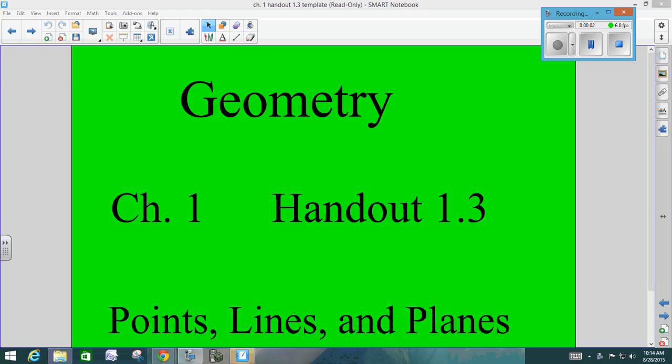Geometry is built on 3 basic undefined terms. That's what they're called: points, lines, and planes. We would say they're undefined terms because for the most part, we all know what a point is, what a line is, and what a plane is. After today, we're going to build things with these. Come October, we're going to make shapes with points, lines, and planes. And come April, we're going to make 3D figures with points, lines, and planes. But we're going to start at the most basic level first.